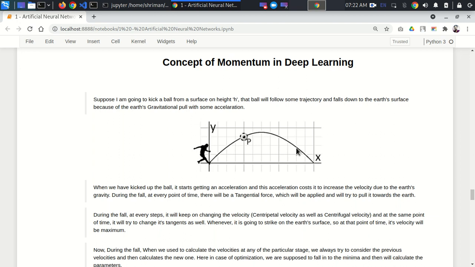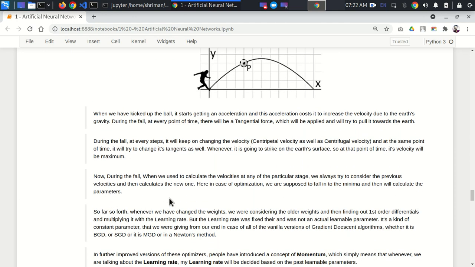So how are you going to calculate the velocities? Can I say that you are going to consider all of the older velocities as well in calculating these velocities, right? Because here we are going to get a change, maybe in terms of acceleration, maybe in terms of velocities. And in that way, guys, we are always going to consider our previous velocities and then calculate the new one, right?